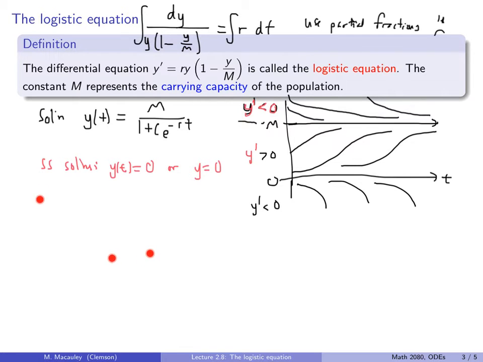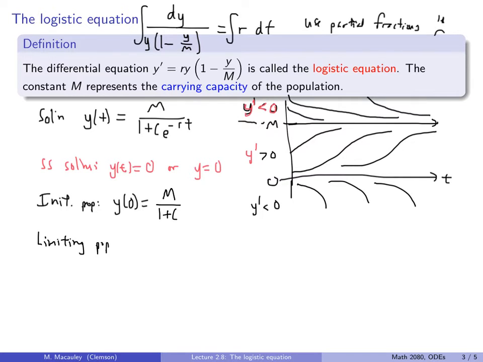Initial population. Oh, let me use my pen. Initial population, y of 0 equals, let's plug in t equals 0. We get m over 1 plus c. So it's tempting to say initial population is just c, but that's not correct. It is m over 1 plus c.